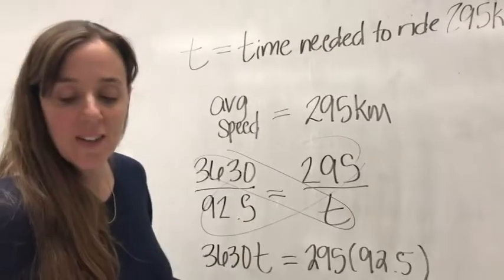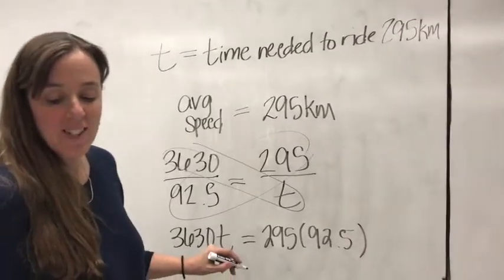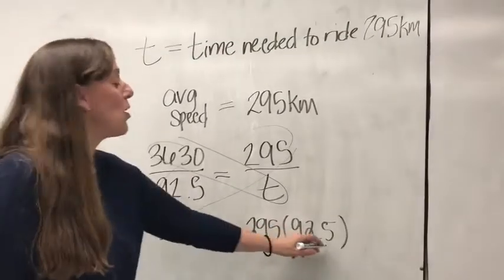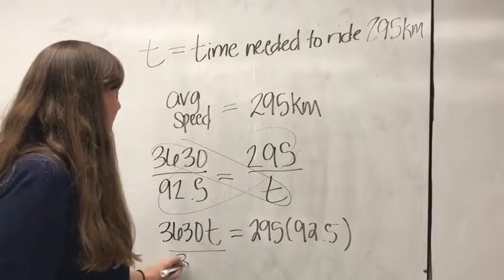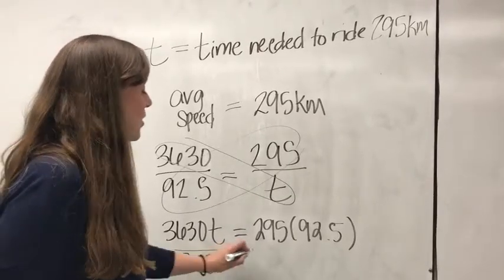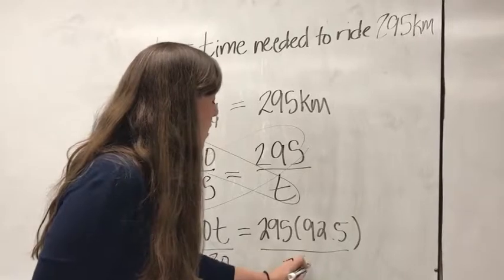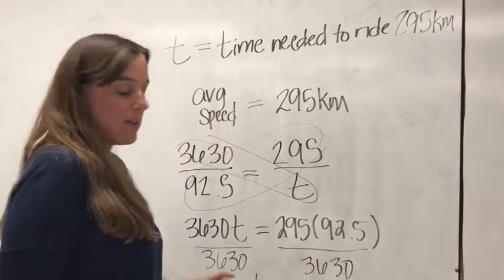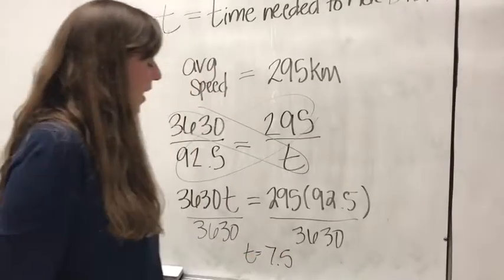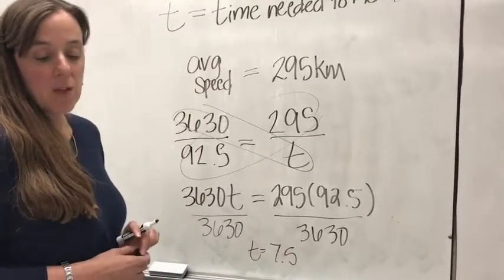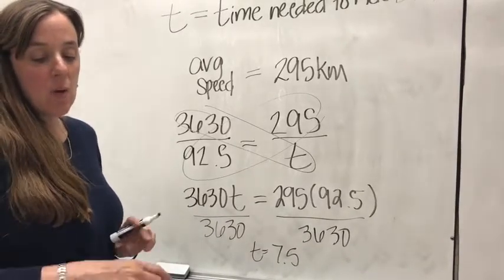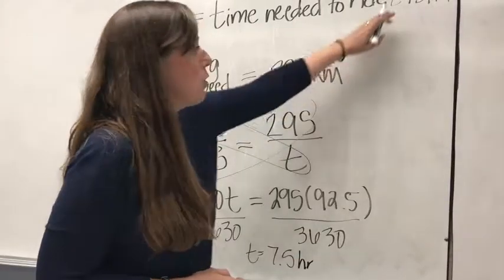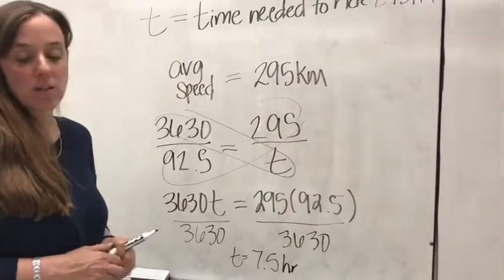Let me see if I can find here. Oh, I just did it all in my calculator. I don't have the number. So you're gonna multiply this out and then divide by 3630. And T is gonna equal 7.5, okay? So his average speed would be 7.5 hours for 295 kilometers, okay?